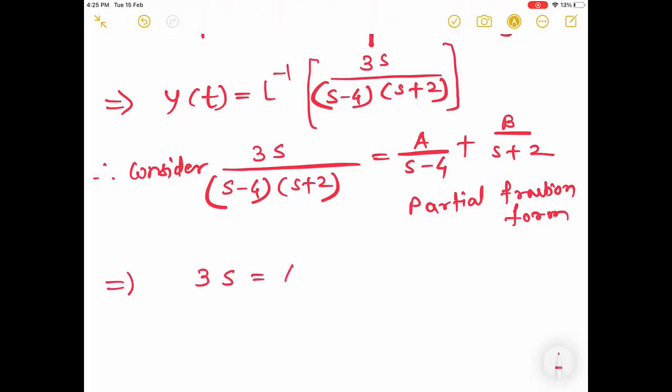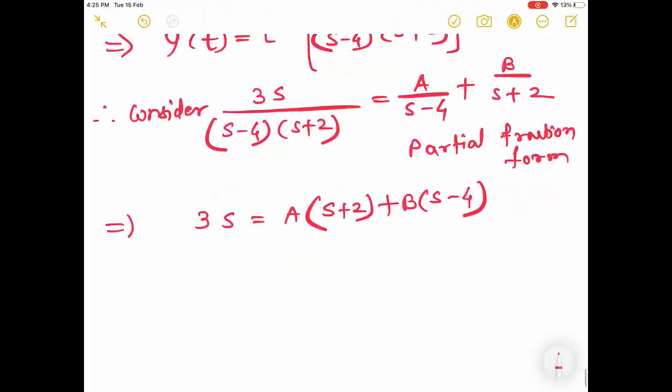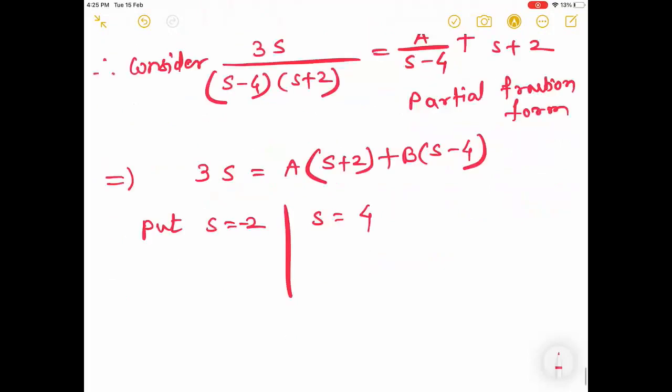So 3s is equal to A into s plus 2 plus B into s minus 4. One time you can put s is equal to minus 2 and put s is equal to 4, and get the answer for B here and A here. Tell me what is A and B? A is 2, B is 1. A is 2 and B is 1.